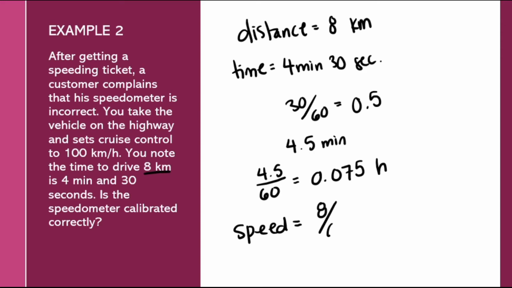Distance divided by time, and I'm going to get 106.7 kilometers an hour. So even though you set the cruise control to 100, you are actually going 106.7, which is a little bit of speeding, not huge speeding.